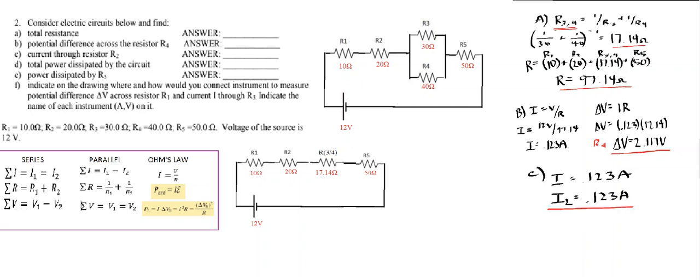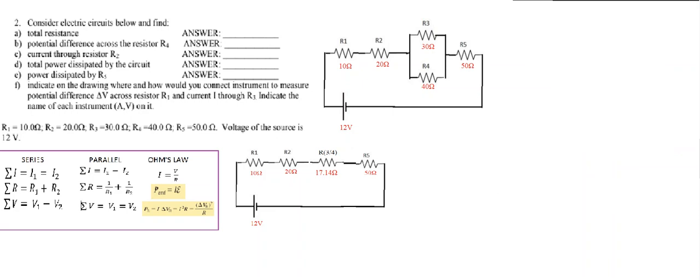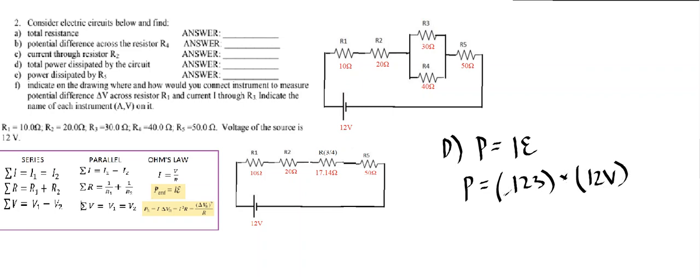So here's the work for part A, B, and C. I'm going to delete it to create more room. So part D asks the total power dissipated by the circuit. So using our power equation, we know that the total current is 0.123 amps. And then we are given the total voltage to be 12 volts. So we find our power to be 1.476 watts. Power is always measured in watts.